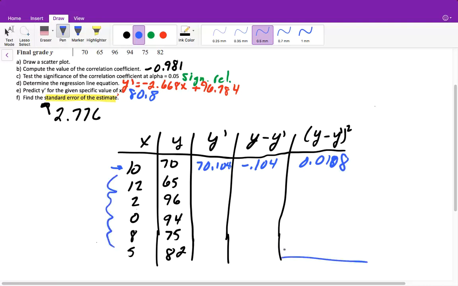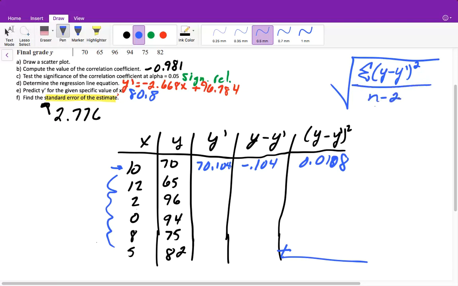And then you will add up all of your Y minus Y apostrophe squared. Oops, let me rewrite this. So it'll be the square root of the sum of your Y minus Y apostrophe squared, divided by your n minus 2. So it's still not hard for you to do this. It just will take you a little bit longer, but the steps are easy.